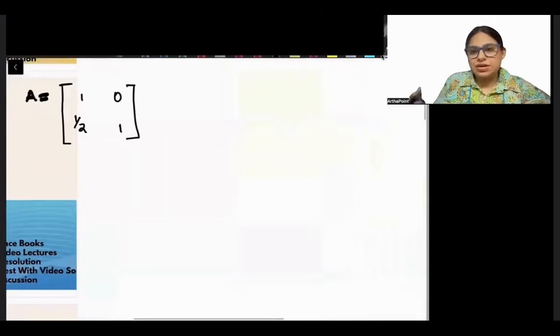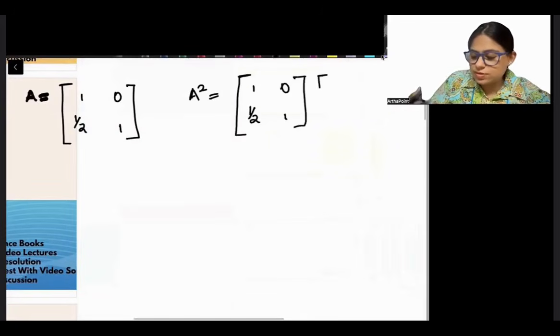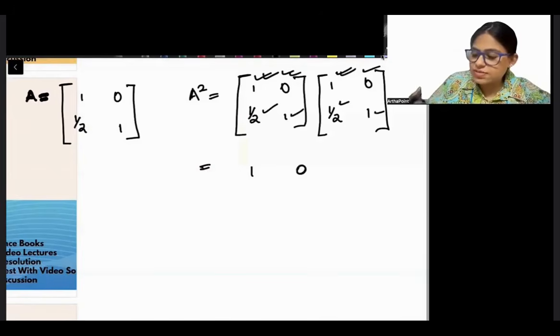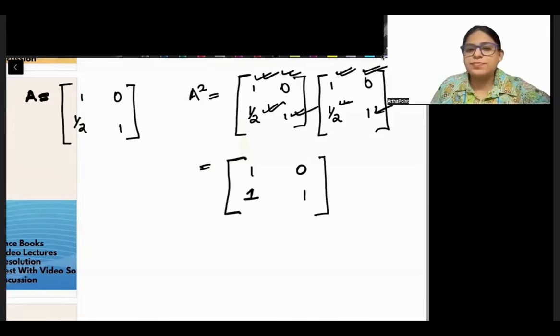So this is your A beta. What will be A square? It will be A into A. So 1 into 1 plus 0 into half, 1. 1 into 0 plus 0 into 1, 0. Half into 1 plus 1 into half, half plus half, 1. Half into 0 plus 1 into 1, 1. This will be your A square.